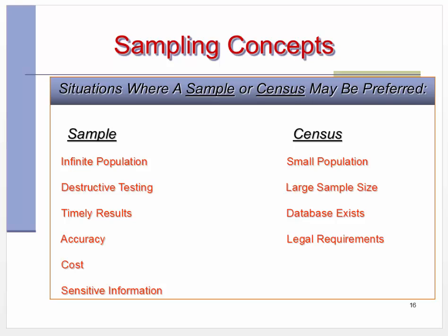So when do we use a sample and when do we have to do a census? When we have an infinite population, the testing is destructive, we need timely results, high accuracy is needed, cost is high, and involving sensitive information, then a sample is preferred. When the population is small, sample size is large, there exists a database or is required by law, a census then is probably a better choice.